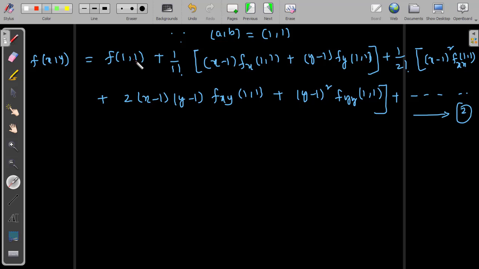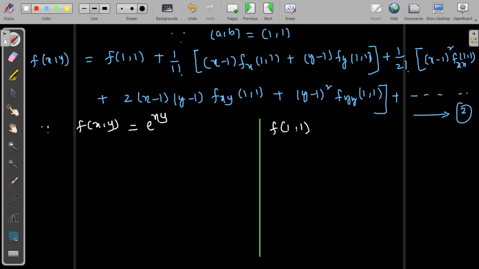This value we can directly obtain from the given function. So let's start finding the results. Since we have f of x comma y, the given function is e to the power of xy, so find out f of 1 comma 1. Without differentiating, just by substitution of x and y, e to the power of 1 times 1 is e power 1, and e power 1 is e.